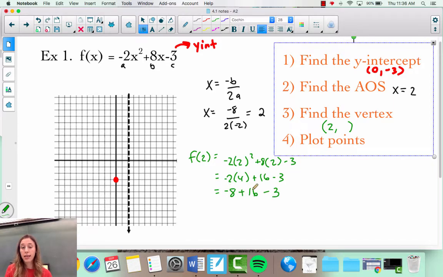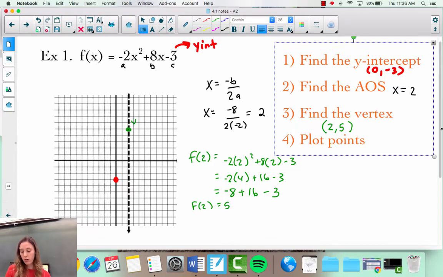So that's going to get us 8 minus 3, which is 5. So when I plug in 2, we get 5 out. And there would be our vertex point. So 2, 1, 2, 3, 4, 5. And I always go ahead and label it with a V just so we know it's the vertex. And then the last step is just to plot points.